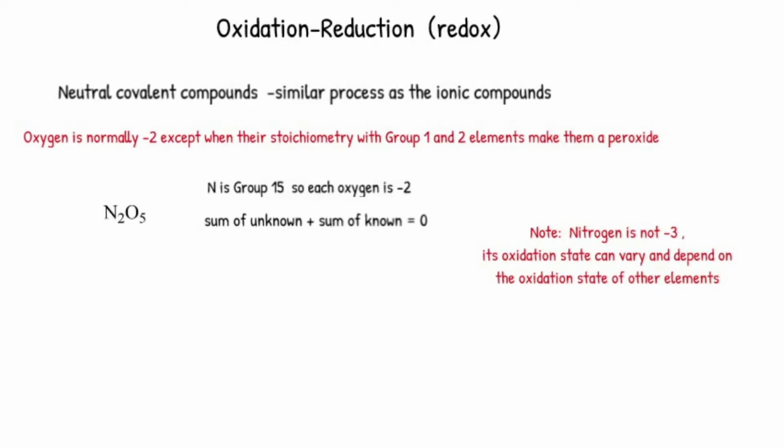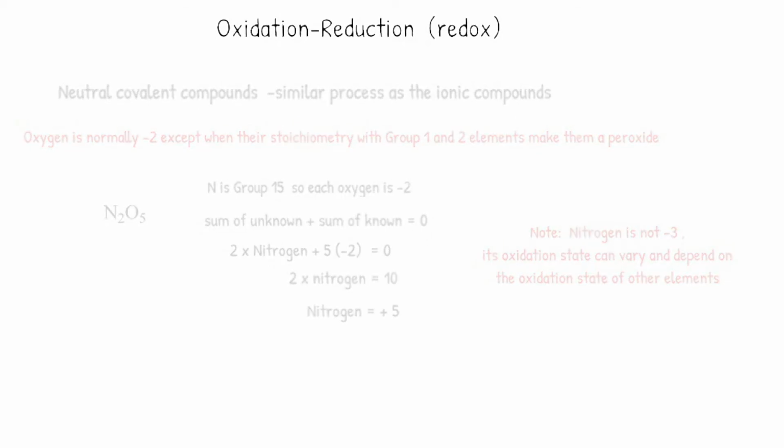Setting up a formula would be 2 times the number of nitrogens plus 5 times the number of oxygens times -2 is equal to 0. 2 times the number of nitrogens is equal to 10, or 2 times X is equal to 10. Nitrogen is +5.